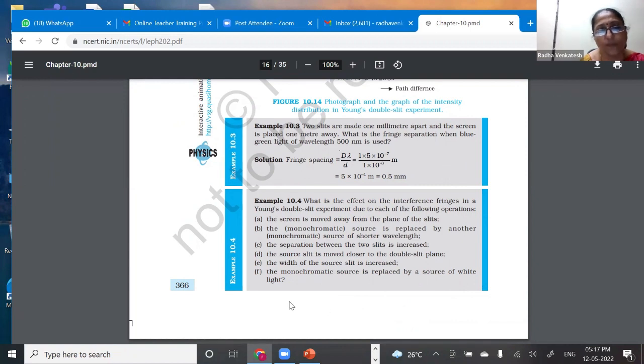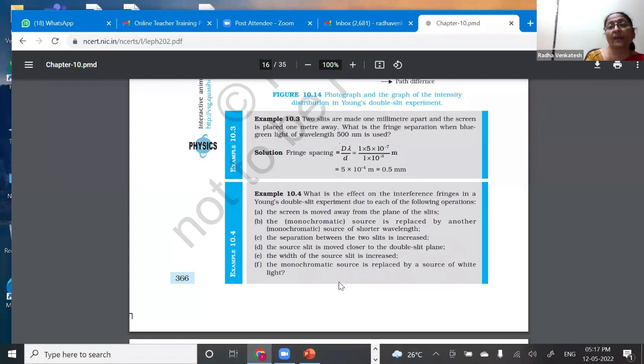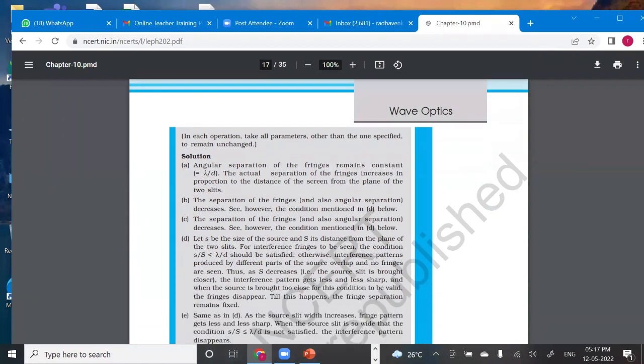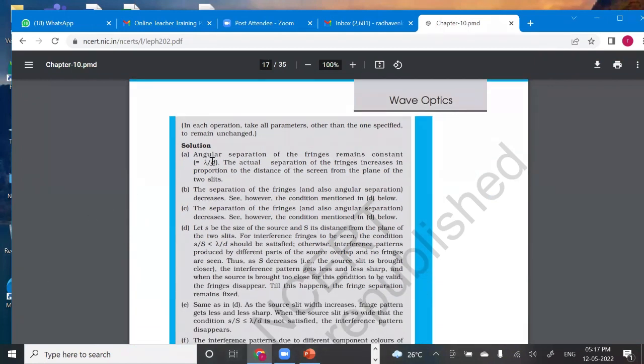There is also one small twist there. Now we will go to the answers for all these 5, which are given on the next page. What is given there? They are now discussing even angular separation here. Let us talk about the linear beta first, then we will see what this angular separation is. Now for all these, what is it saying?